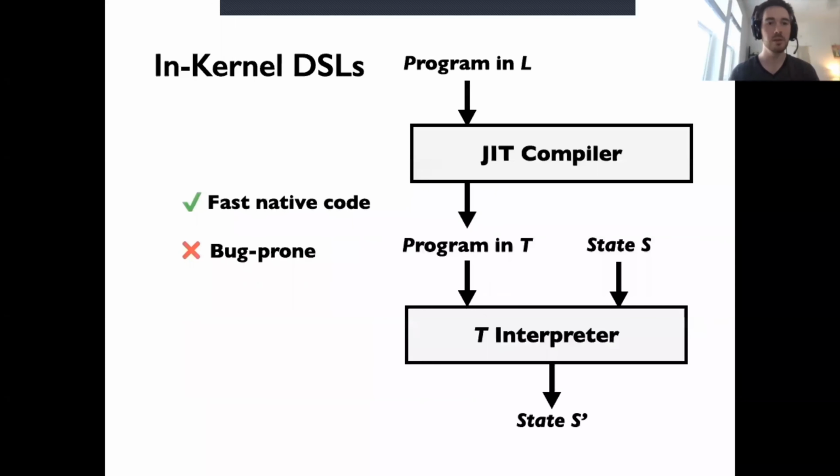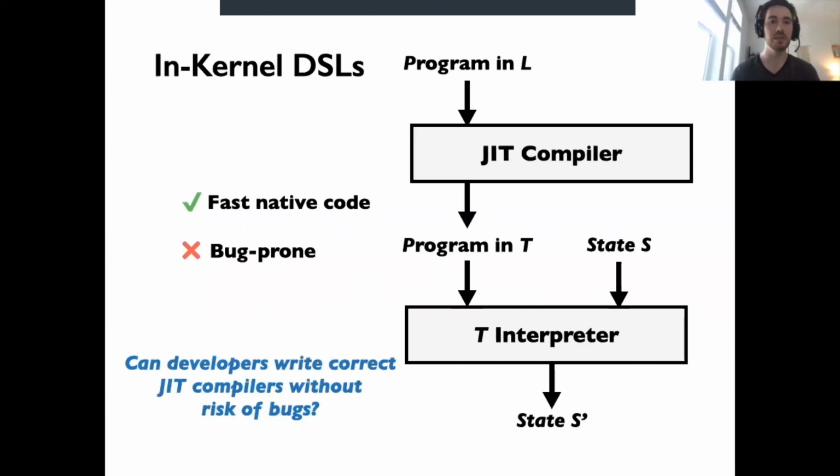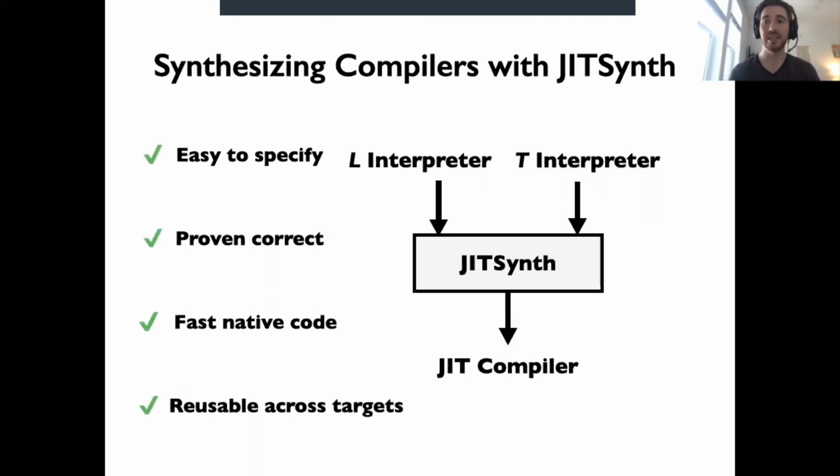For these reasons, kernels often choose to run a program in L by using a JIT compiler. A JIT compiler takes a program in L and translates it to a target language T. The T program can then be run natively to produce the output state. While this JIT compilation process is often faster than the corresponding interpreter, they're more prone to correctness bugs. This is due to the fact that kernel developers must account for subtle semantic differences between the source and target languages. The question we hope to address with this work is, can developers write correct JIT compilers without the risk of bugs? With JITsynth, the answer is yes.